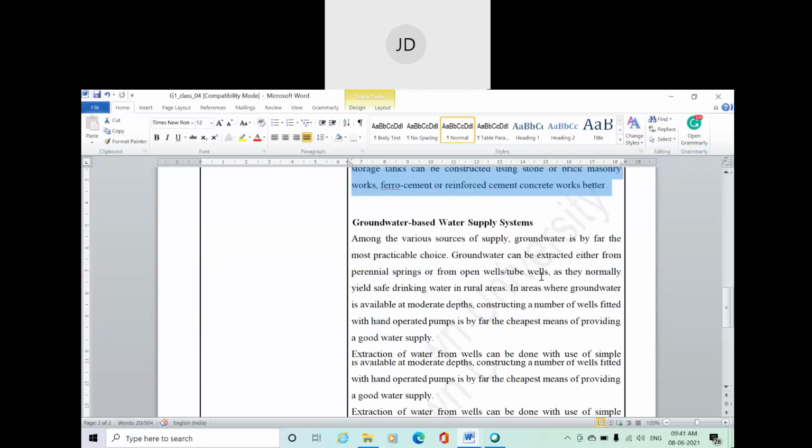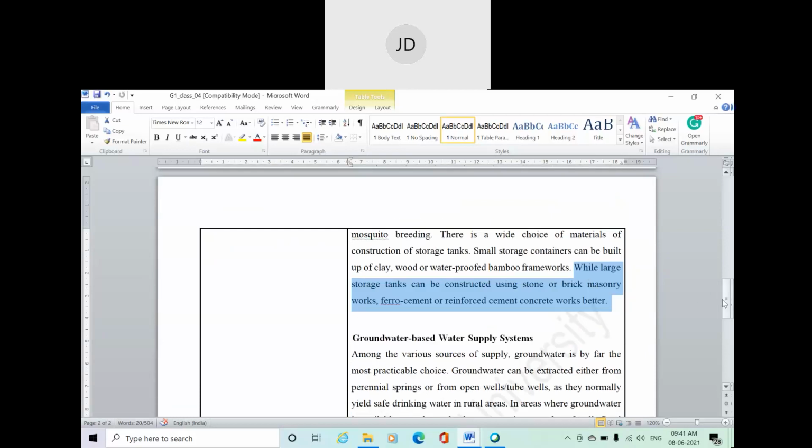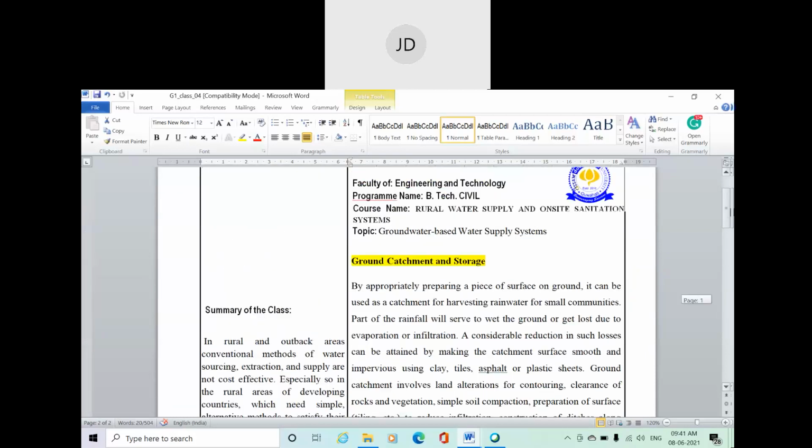So this is all about your ground catchment and storage. Next we are going to discuss groundwater. Till now we have been discussing only rainwater, that means surface water that we collect from the surface and can consume after filtering.